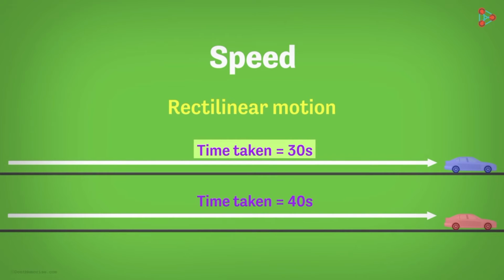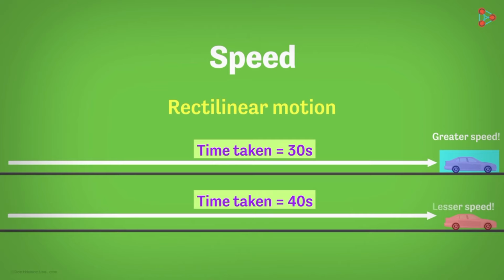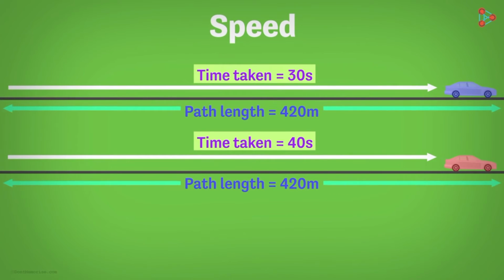Which one of them is moving with a greater speed? We can say that the blue colored car is traveling at a greater speed than the red one. Why? Because the blue car covered the same distance in lesser time. Let the length of this path be 420 meters. This path length is nothing but the distance covered by the car in a given amount of time.